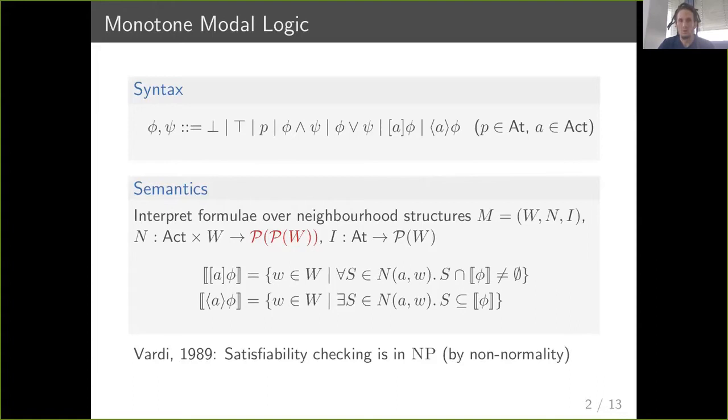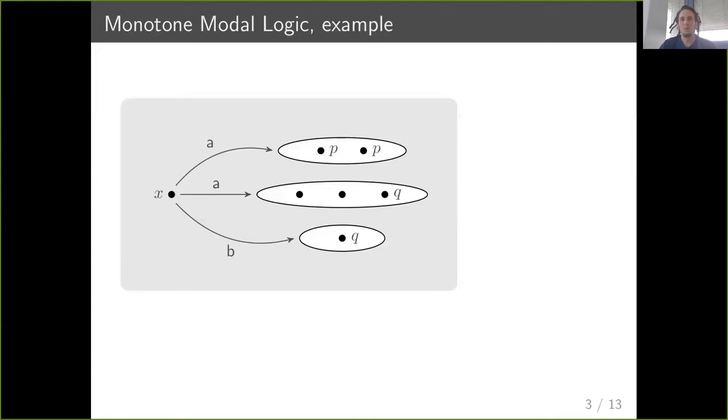Here's an example of a neighborhood structure consisting of a single state X and three neighborhoods: two A successor neighborhoods and one B successor neighborhood of X. And we have these various states within the neighborhoods, some of them satisfying P and some of them satisfying Q. This formula, diamond A P, is satisfied at X because we have a single A successor neighborhood which satisfies P in every one of its states.